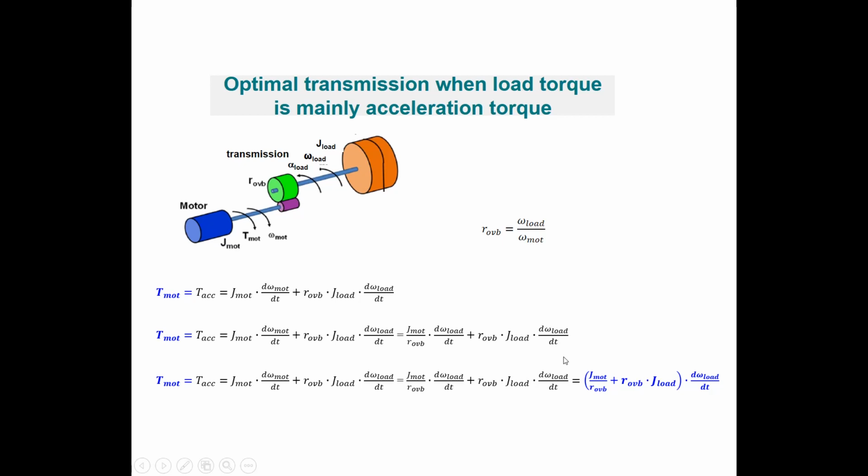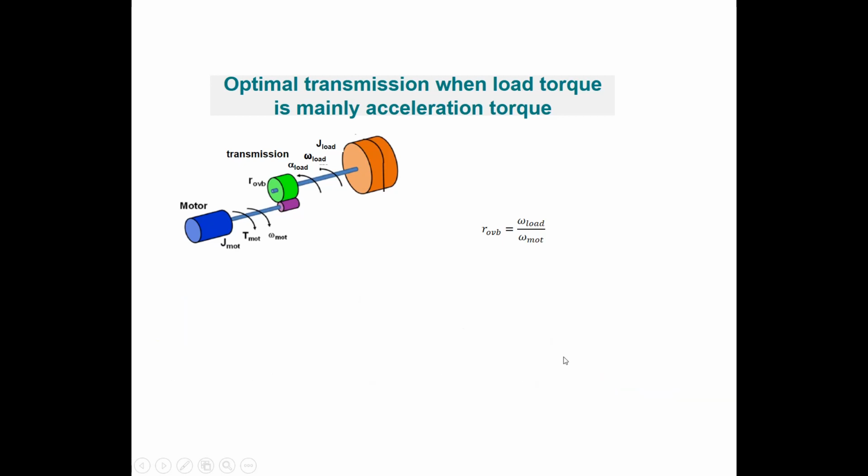So this is it. The last thing we can do is replace d omega load/dt, the angular acceleration of the load, by alpha load, and then we get this expression. So this is an expression of the motor torque, which is equal to an acceleration torque. And remember, it's the acceleration torque of the motor and the reduced acceleration torque of the load.